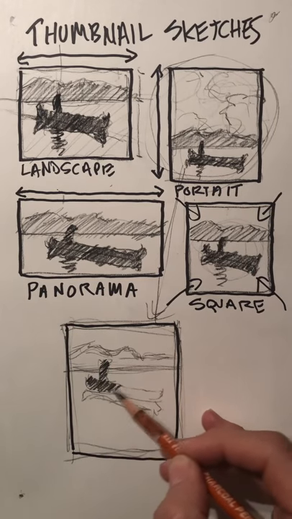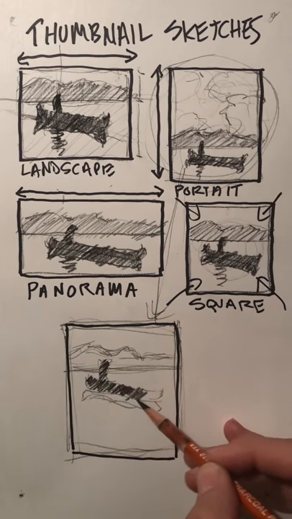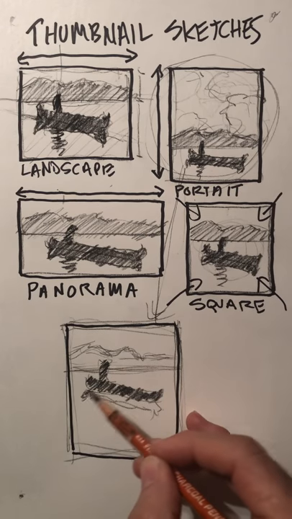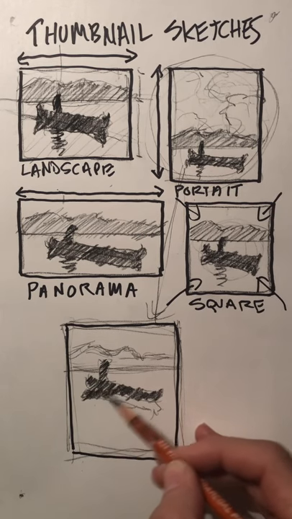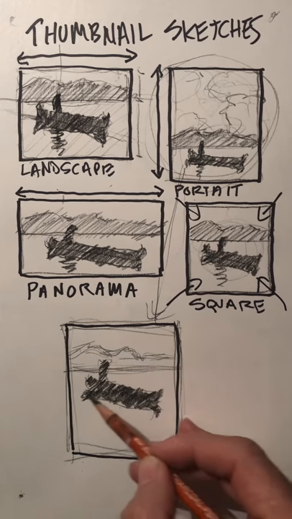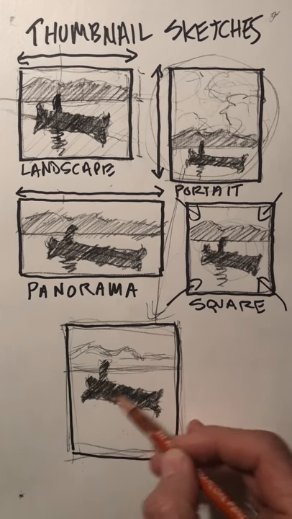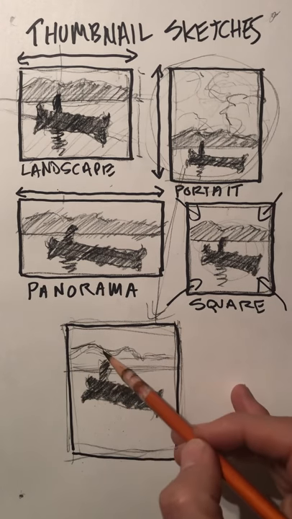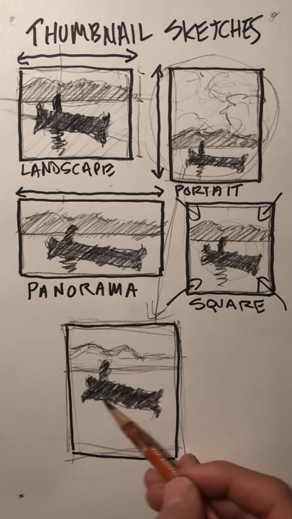I'm using charcoal pencils. I think this is a 4B. I use 2B, 4B. Honestly, I hardly pay attention anymore. I just want to get something dark on a white background as quickly as I can. I use pieces of vine charcoal sometimes. Get his reflection in there.